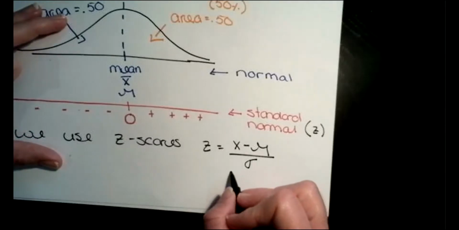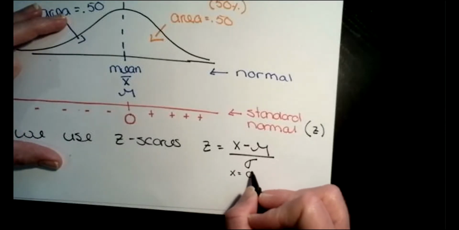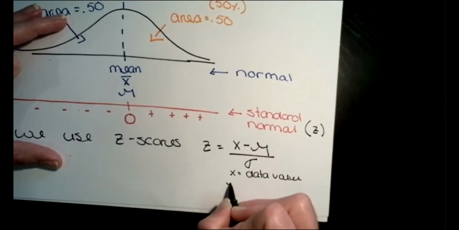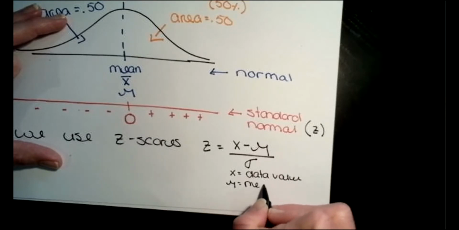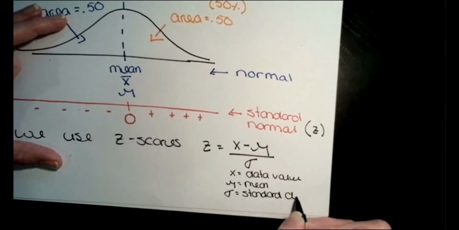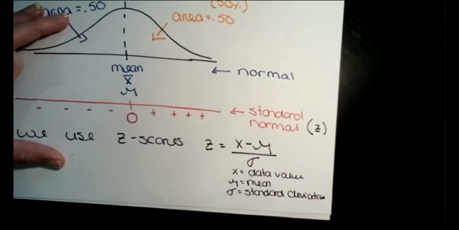So I'm going to write a little key here. X is the data value that we're interested in, the location. And mu is the mean, and sigma represents my standard deviation.